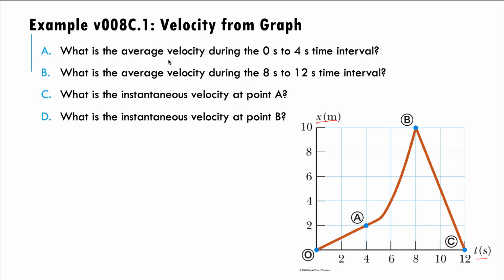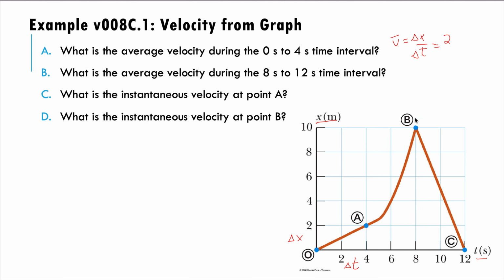So, what we learned in video 8C is that to find the average velocity, which is defined as delta x over delta t, we just have to find the slope of the line joining the 2 points. So we're looking for the average velocity from the 0 to 4-second time interval, from 0 here to point A here. So we need the slope, which is the rise, which is the delta x, over the run, which is the change in time.